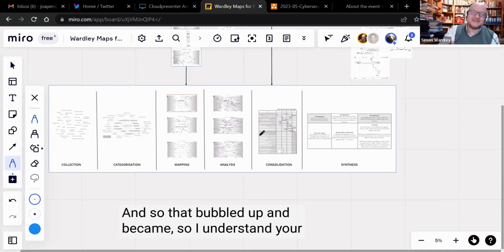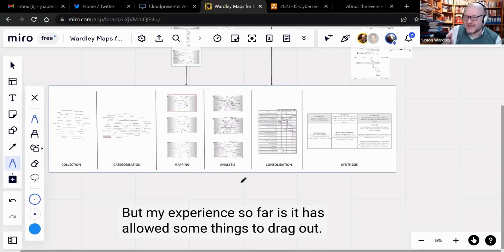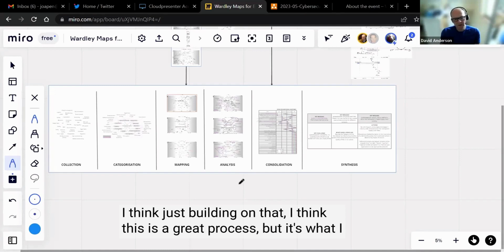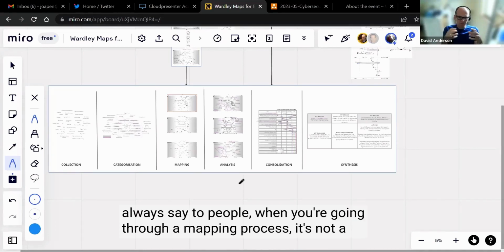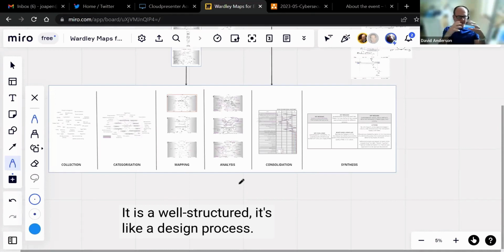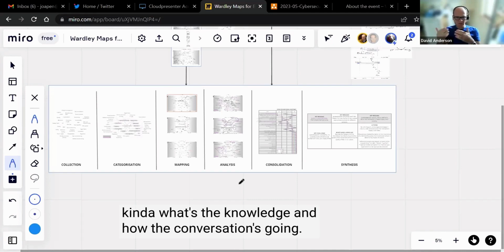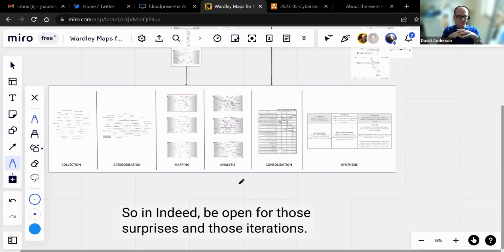So I understand your point. And I do agree, all maps are imperfect, no process is perfect. But my experience so far is it has allowed some things to drag out. Yeah, I think just building on that, this is a great process, but what I always say to people when you're going through a mapping process is that it's not a finite model that we're going to execute. It's like a design process. It's a well-structured process, but you figure out what the knowledge is and how the conversation's going. So you need to be open for those surprises and those iterations.